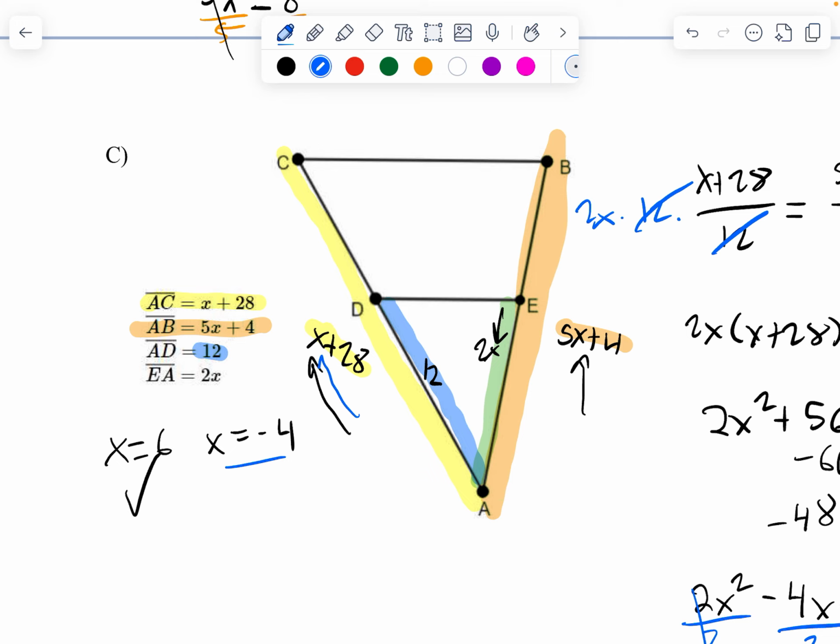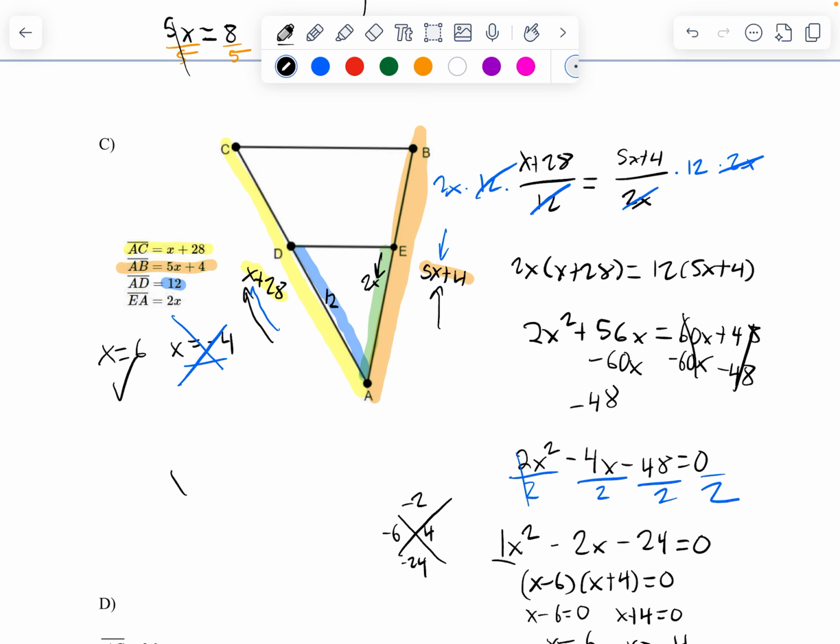The next one, let's try negative 4. Negative 4 plus 28, positive, that works. Negative 4 times 5, negative 20 plus 4 is negative 16. You can't have negative 16 as a side length, which means that's not going to work. Final answer, x equals 6.